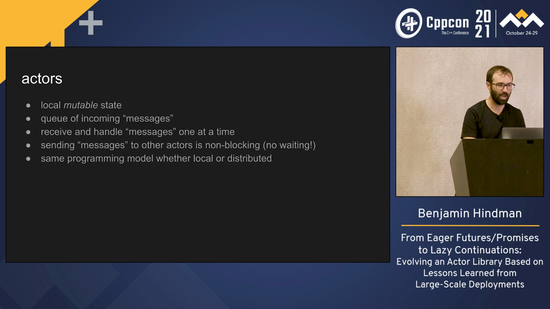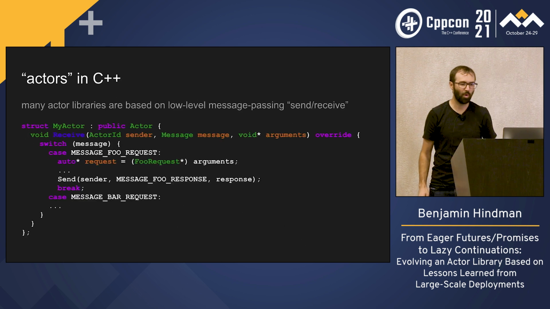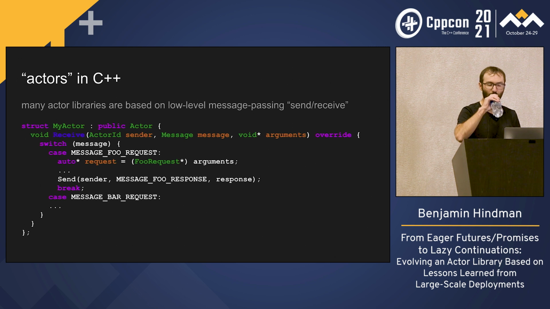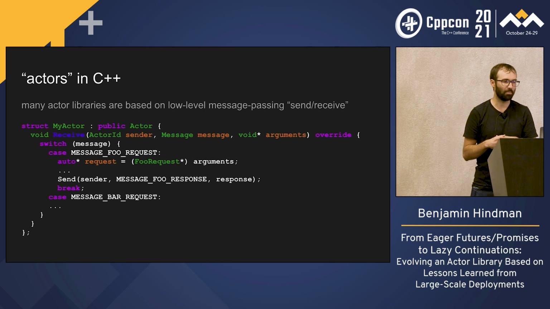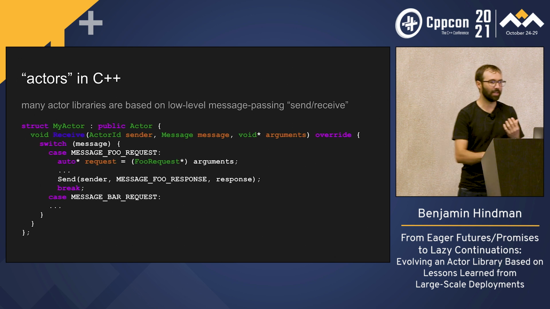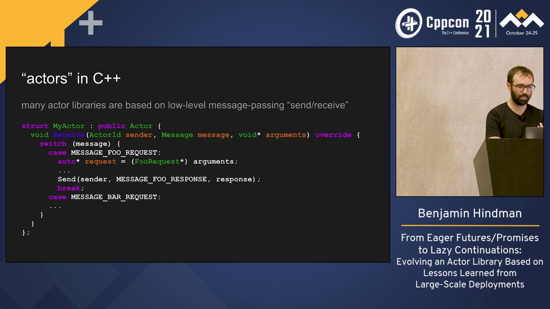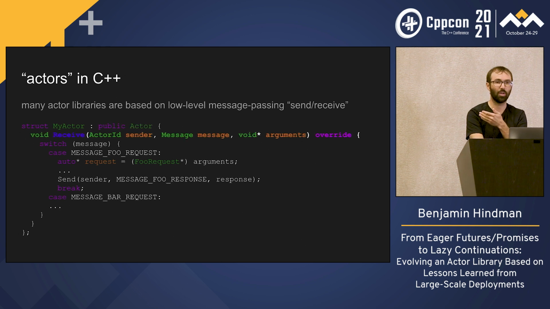All right. So what do actors look like in C++? Most of the actor libraries that were created, especially up until about 2009, were based on this low-level message passing send-receive loop. Oftentimes you had some kind of object that inherited from some actor-like class, and then you implemented the receive function, which implemented the receive loop.